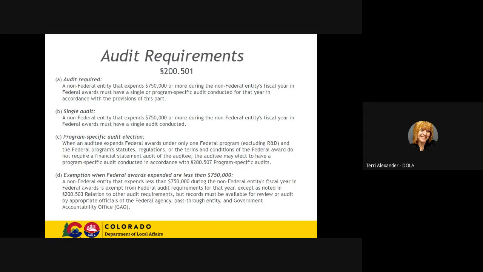If you have expended $750,000 or more of federal funding during your fiscal year, you must have a single or program-specific audit conducted. If you think you might meet the definition to have a program-specific audit, please refer to CFR number 200.507 to make that determination. You are only exempt from the single audit requirement if you expend less than $750,000 in federal funding during your fiscal year.